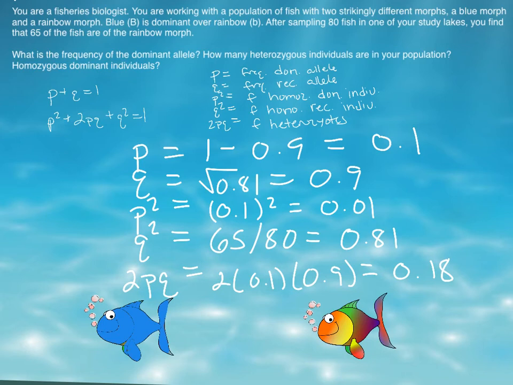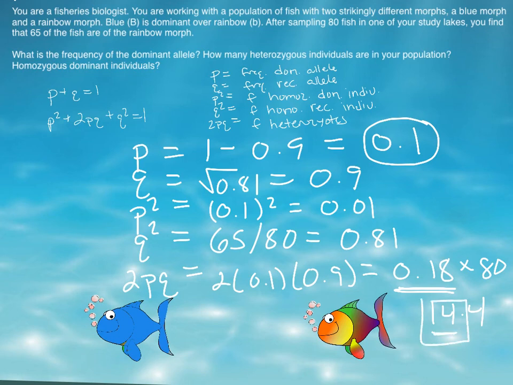So the last thing is just to go back to our original question, make sure we've answered everything. First part, what is the frequency of the dominant allele? That is this guy right here. Next part, how many heterozygote individuals are in our population? Well, we know the frequency of heterozygous individuals is right here. So if we simply multiply our frequency by the total number of individuals, so by 80, we will come up with our answer, which is 14.4 individuals. Well, we can't have a portion of an individual, so we'd probably just round down to 14. So that would be our answer for the second part.